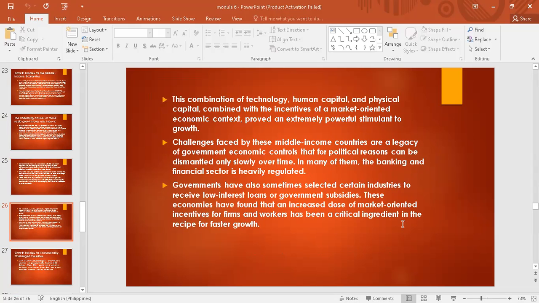Investing in technology. What else? The capital investment and market-oriented economic context. So, when we put these together, you will see the acceleration of our economy.